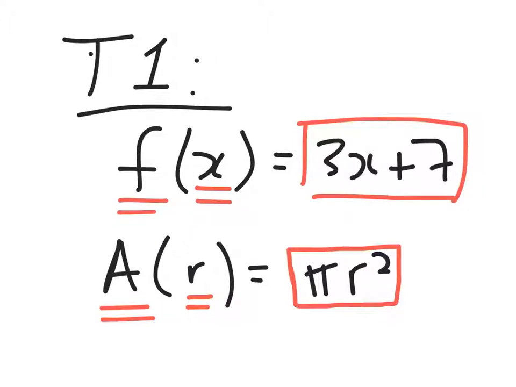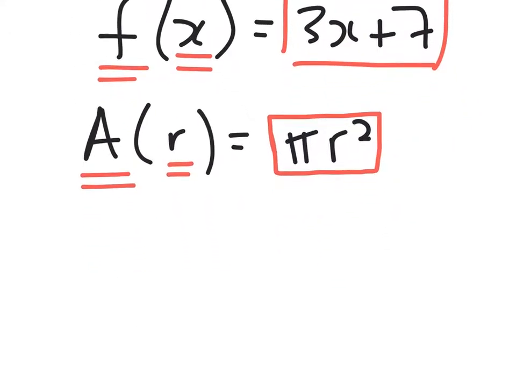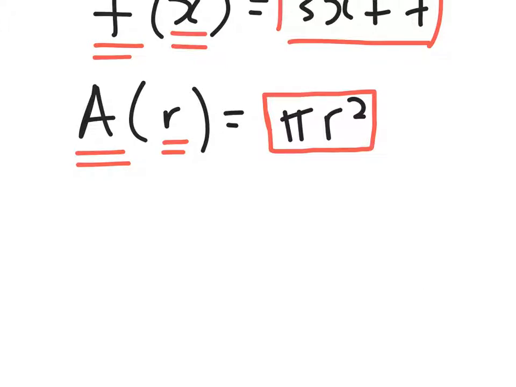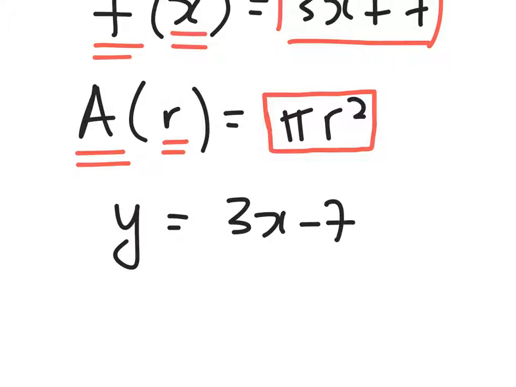Sometimes you will see, instead of f of x, y equals 3x minus 7. When it's written like this, y equals, that's not function notation. Function notation is the f of x, or the A of r. It's where you have a letter and parentheses after it with your input in it. That's function notation. So this one here is not function notation. It doesn't mean it's not a function. It's just not written in function notation.